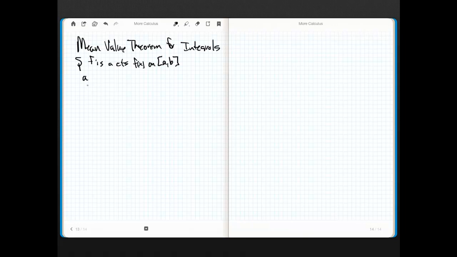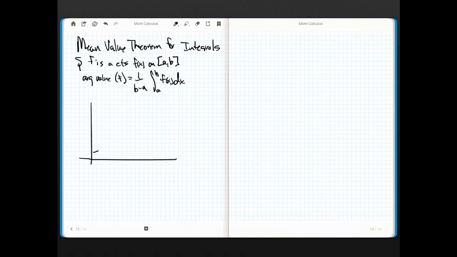So we know that the average value of f is equal to 1 over b minus a times the integral from a to b of f of x dx. Now you may be looking at this going, wait, Ripley, why are you showing this to me again? I already saw it. Well, let's look at it graphically for just a sec, because this is pretty cool.